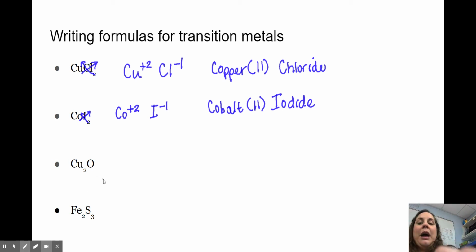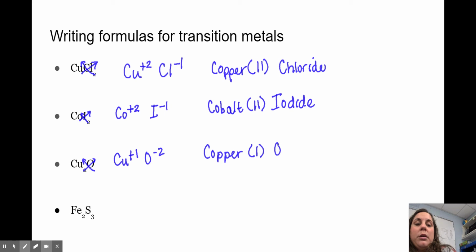Next up, we have copper and oxygen. So I'm going to cross those charges up. It's telling me that copper has a charge of +1. Oxygen has a charge of -2. Check this anion. Does oxygen actually have a charge of -2 from the periodic table? Yes, it does. So when I write my words, it's going to be copper 1 oxide.